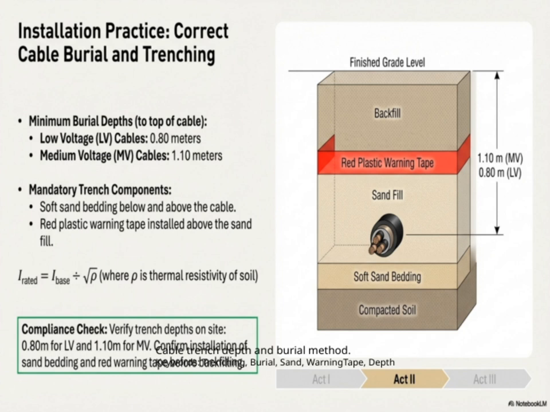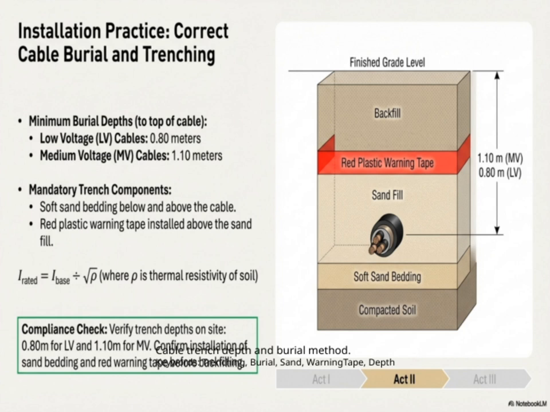Additionally, installing warning tape above the cables before backfilling serves as a visual alert for future excavations, helping to prevent accidental cuts or punctures. Overall, paying attention to the correct trench depth and using proper burial methods like sand bedding and warning tapes are key steps in maintaining safe and effective cable installations. These practices align with our overarching goal of ensuring reliable and safe electrical infrastructure.